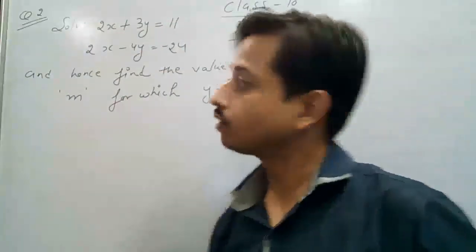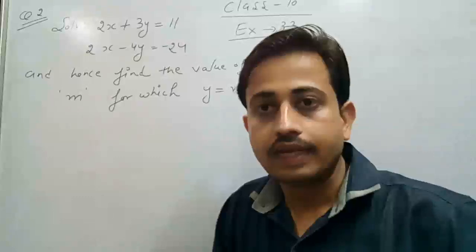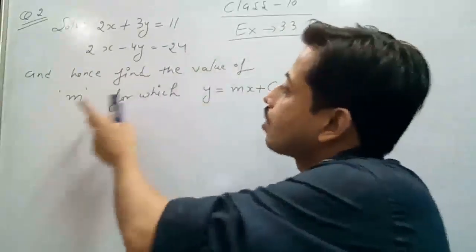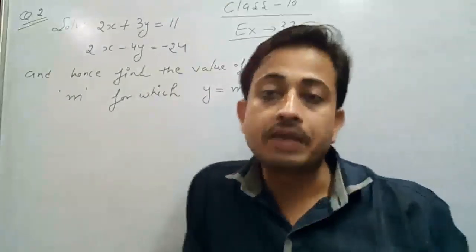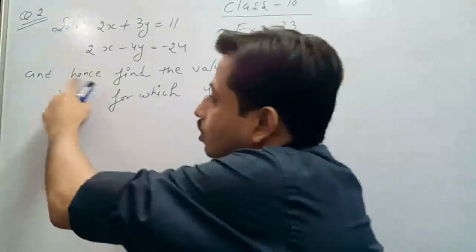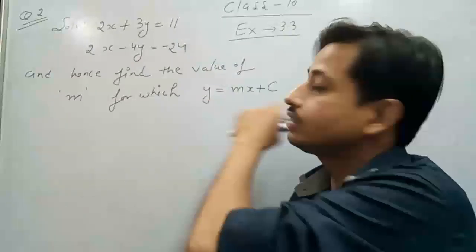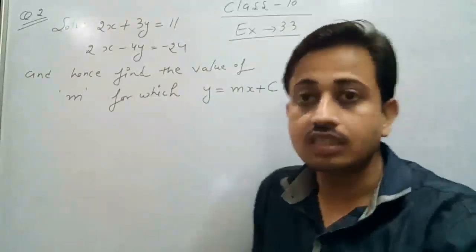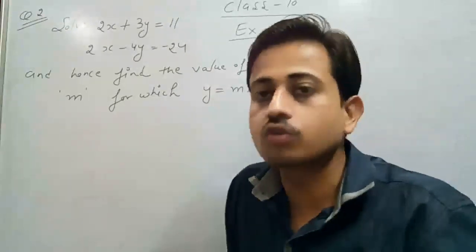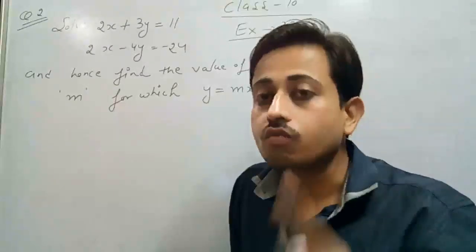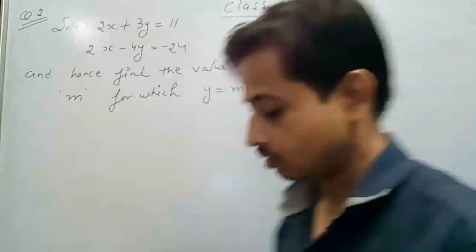Now the second question is: 2x plus 3y is equal to 11, 2x minus 4y is equal to minus 24, and hence find the value of m, for which y is equal to mx plus c. We have to calculate the value of m, but m depends on x, y and c. How is it possible to calculate without the values of x and y and c? It's not possible. So first we have to calculate the values of x and y.